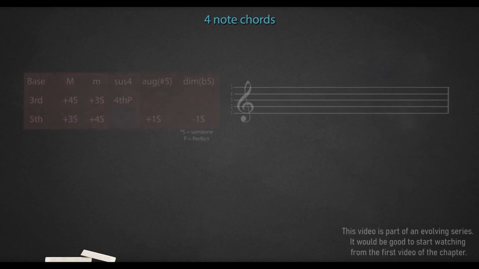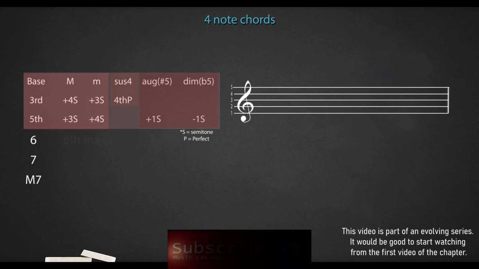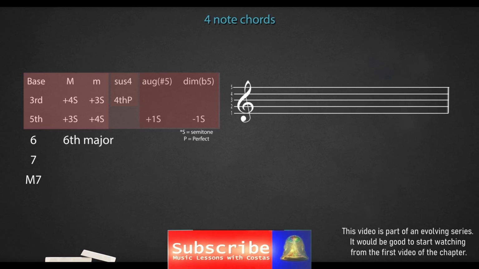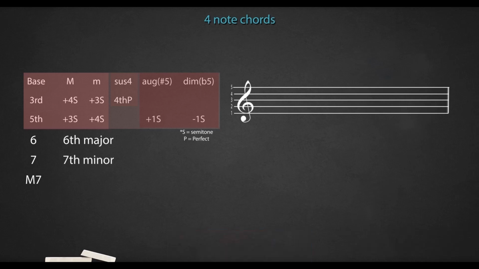Chords with four notes. The four-note chords are the same types as the three-note chords with one more note. Here we have three additional symbols. The symbol 6, 7, and major 7. Symbol 6 means that we add the note which is a sixth major from the bass. The symbol 7 means that I'm adding the seventh minor, and the symbol M7 means I'm adding a seventh major.